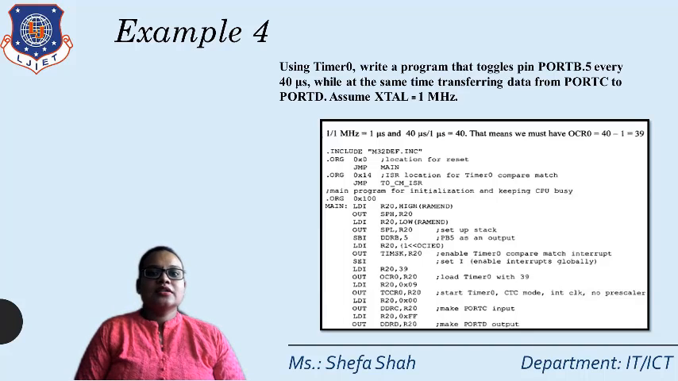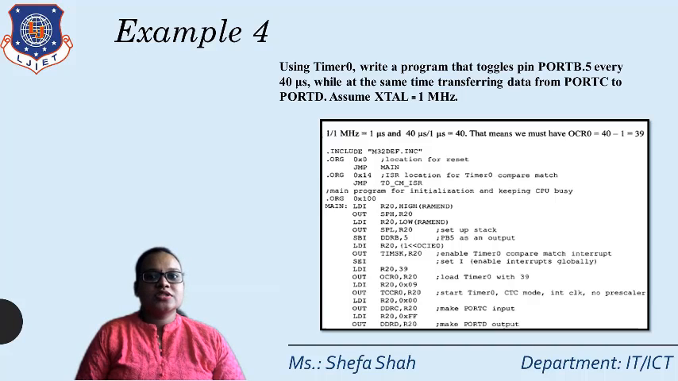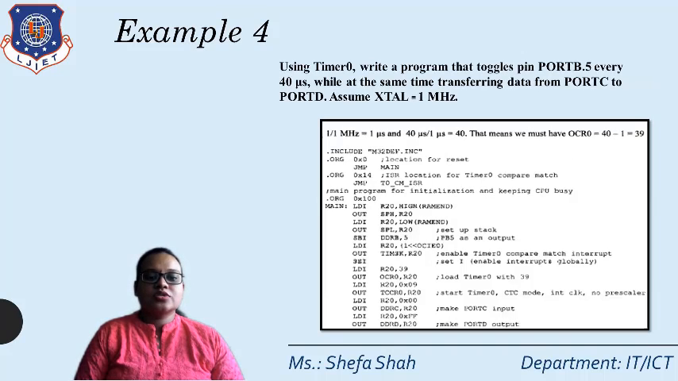Now, let's see the same example using this CTC mode, right? In the CTC mode, we load the counter with a value less by one. So as you can see, OCR0 is equal to 40 minus 1, that is 39. So the same program will occur here, in place of TCNT0. This 39 will be loaded in OCR0, right? And in the ISR, we are monitoring the OCIE0 flag. So the OCIE0 flag will be set and monitored each and every time the interrupt is enabled, right?